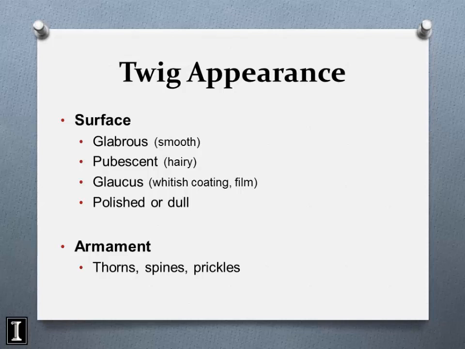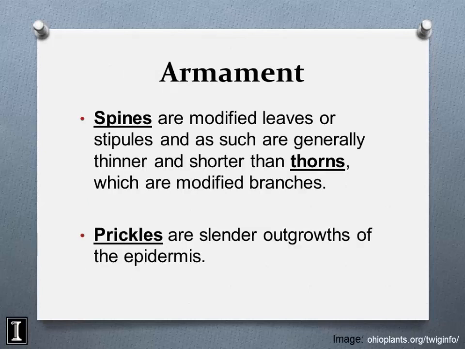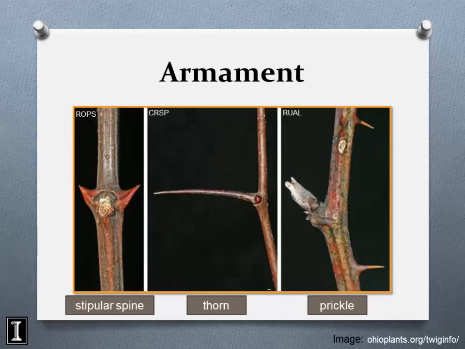And then, of course, just the general outward appearance. Some twigs are hairy. Some have this whitish coating, which is called glaucous. Some are pubescent, some are really hairy. And then some have thorns, spikes, or prickles. And believe it or not, they all have a certain definition. A thorn is not a spine. A spine is not a thorn. A spine is not a prickle, and so on and so forth. How do I know that? Because the botanist told me.